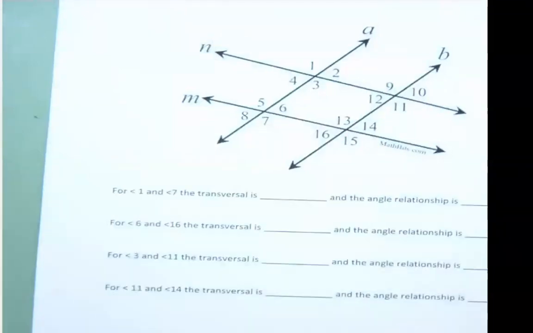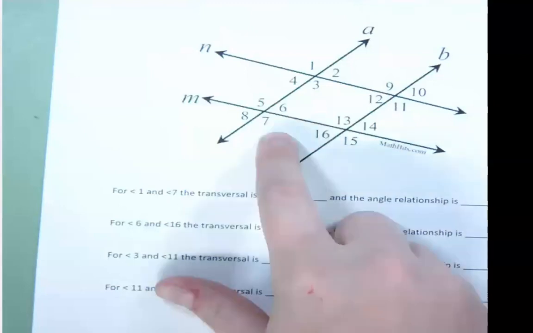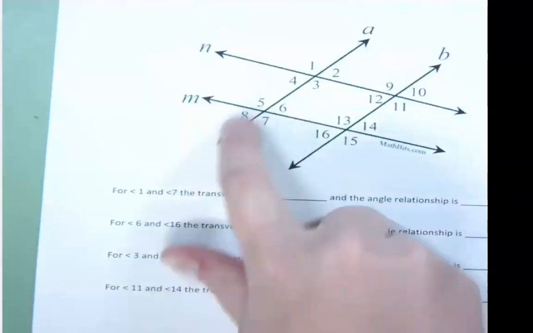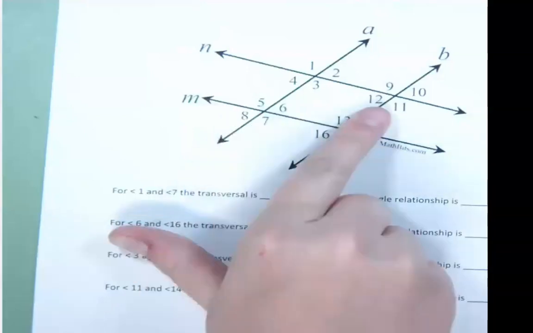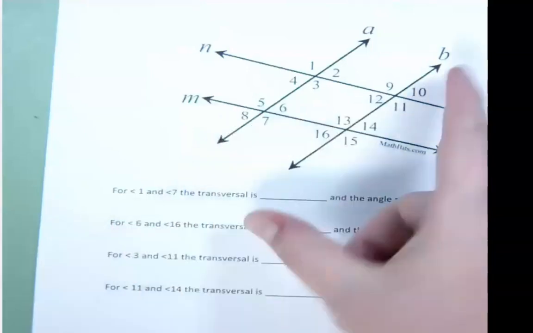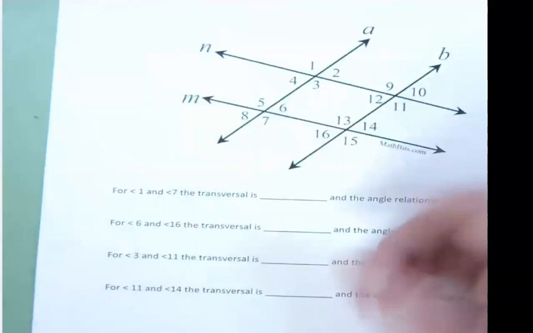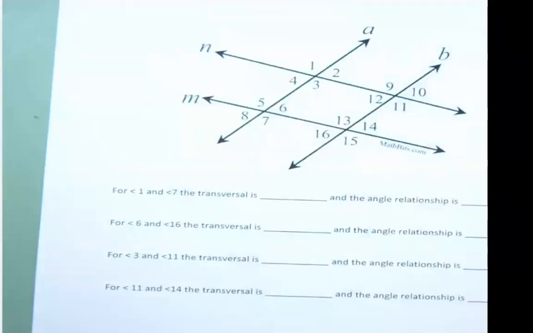Yeah, so how do you know that? Perfect. We've got a lot of correct answers in the chat. So we have 1 and 7. A is the one that touches both of those angles. If you look, N only touches 1. M only touches 7. B, you can't see it anywhere. It doesn't touch any of the angles.